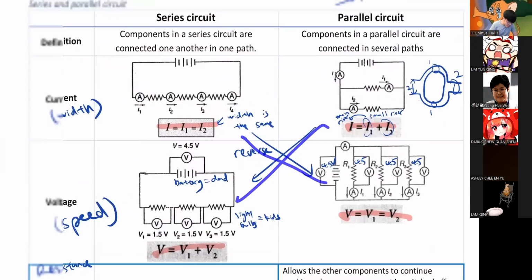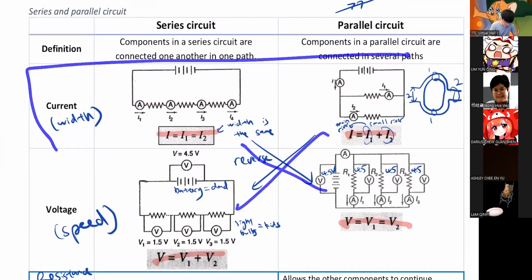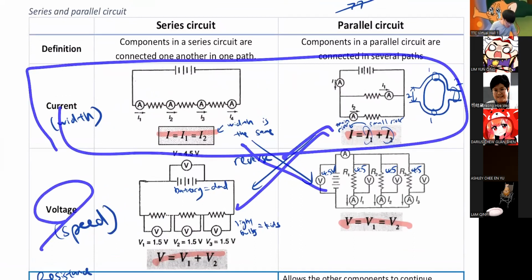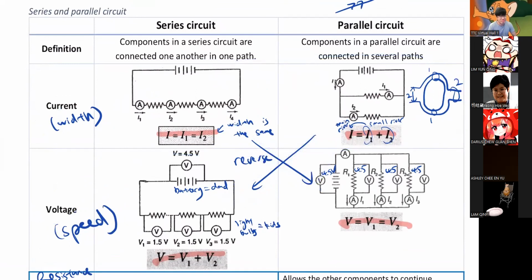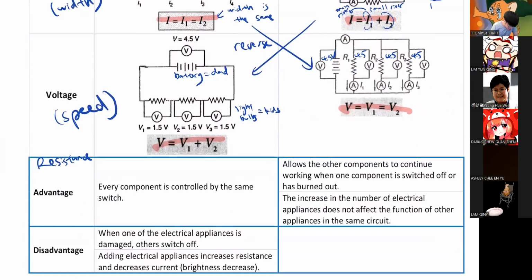So just reverse everything. The main thing is you have to get your width correct, and then voltage is just the reverse. 你要先把电流搞清楚先，河流的宽度搞清楚先，你的电压就是相反。Okay, that's the reverse part.